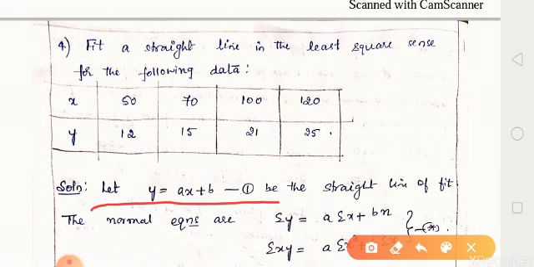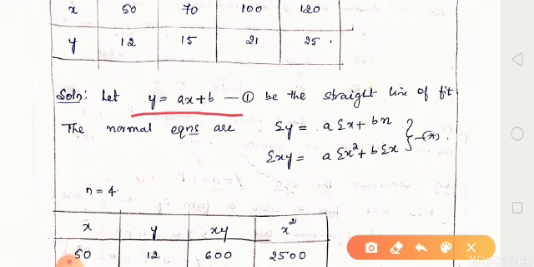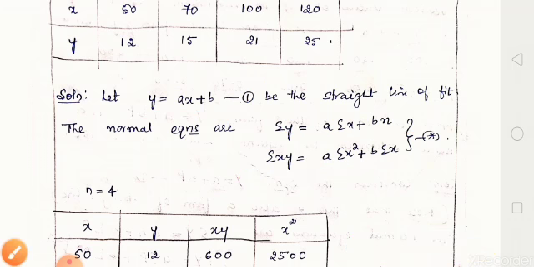Now we will proceed as in equation 1. Now consider normal equations. First attach sigma. So we will get sigma y equal to a sigma x plus b into n. Next you attach sigma x to equation 1. So sigma xy equal to a sigma x square plus b into sigma x. These two are normal equations. N equal to 4 here.